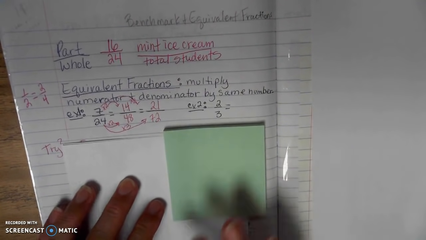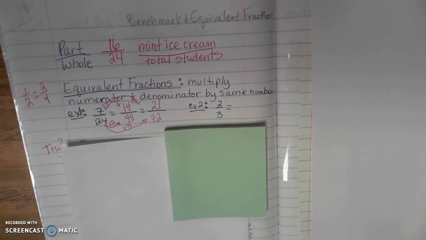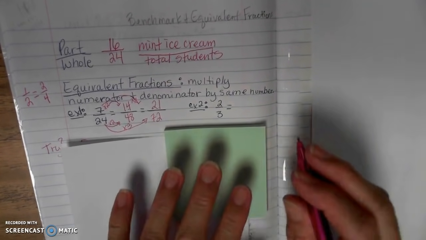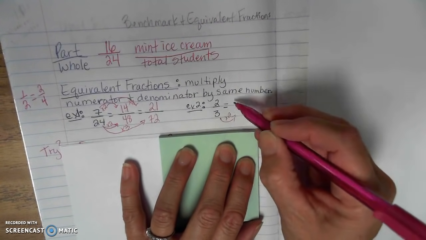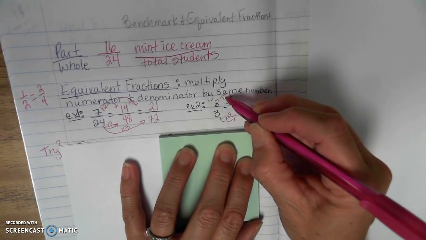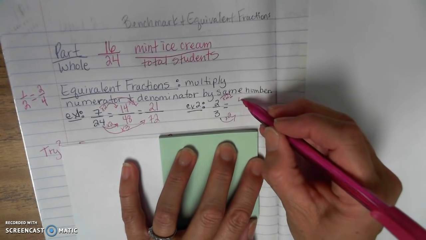Okay. So then another example, we have 2/3. So what are we going to do with 2/3? Well, let's do 2 again. Let's do an easy one first. So if I multiply the top and the bottom by 2, that's going to give me 4/6.